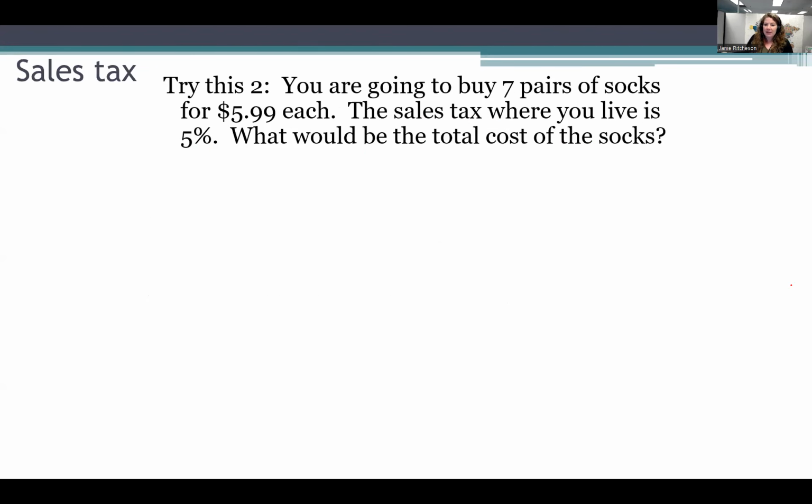You are going to buy 7 pairs of socks for $5.99 each. The sales tax where you live is 5%. What will be the total cost of the socks? Well, you're going to buy 7 pairs at $5.99 each. So 5.99 times 7 is $41.93.